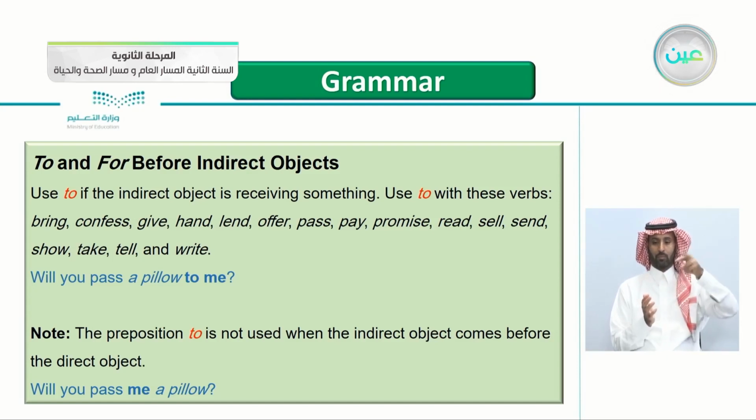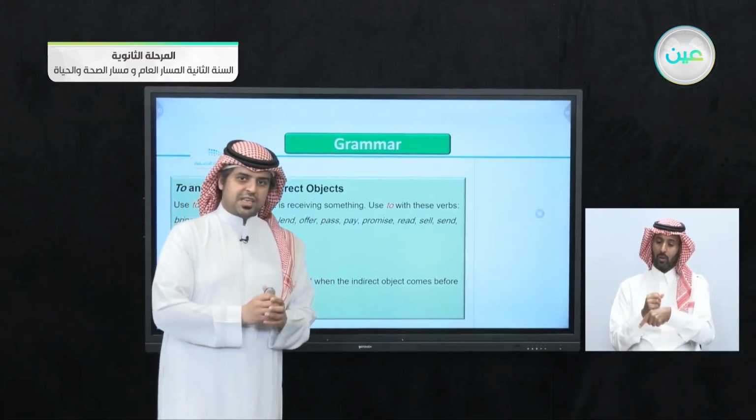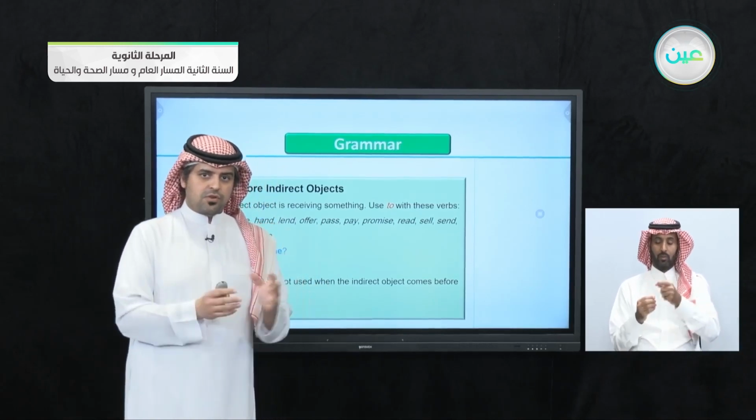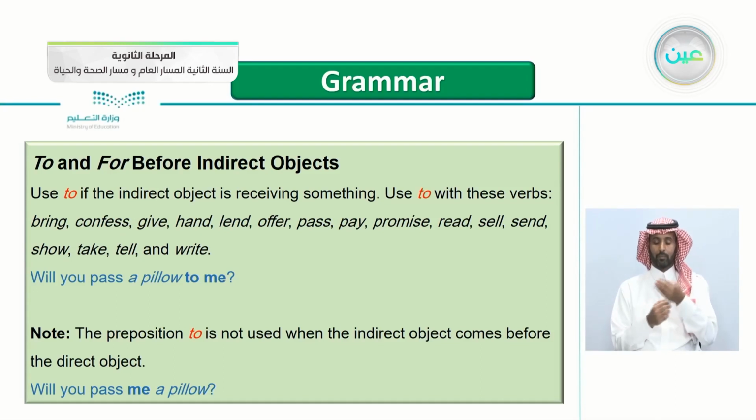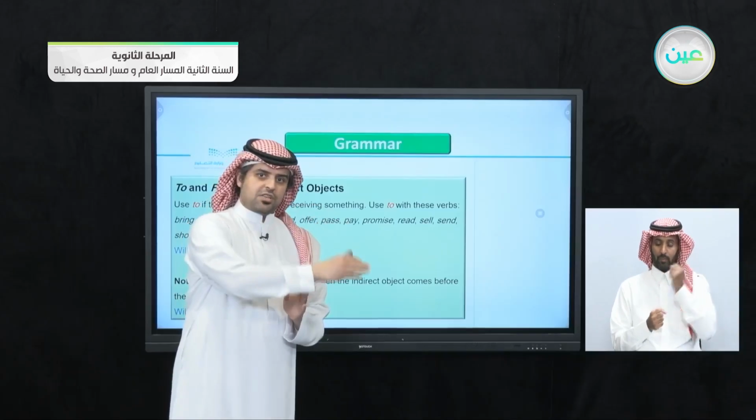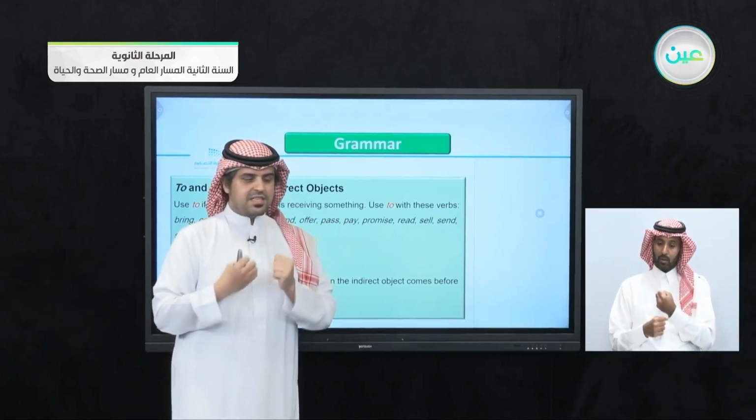So if you remember the direct and the indirect objects and how we use to and for, we'll revise it now so we can answer the question. To and for before indirect objects. We use to if the indirect object is receiving something.